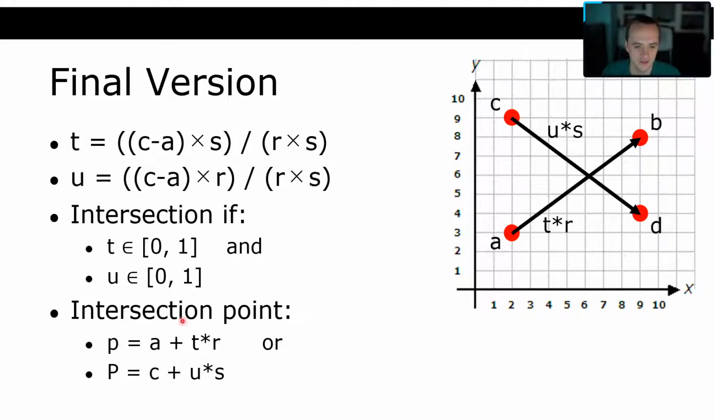And then all we have to do to get our point of intersection is we have t and we have u, so we just plug them back into the original equation. Once we've solved for t and u, we can either plug t back into a plus t times r, or we can plug u back into c plus u times s. And then we get the point that our intersection must have happened on. So that's the math. Let's look at some code, okay?